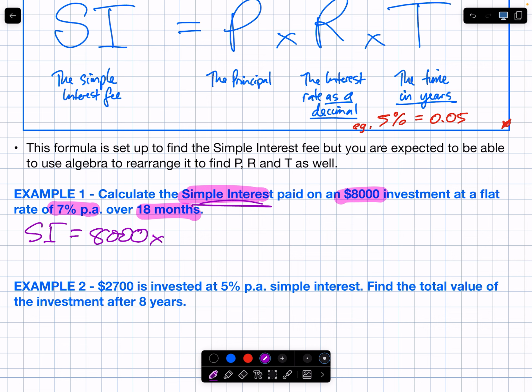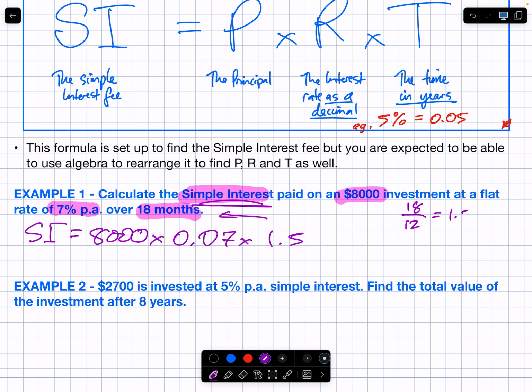What is 7% as a decimal? 0.07 times by, this is tricky, 18 months is not in years. How many years is 18 months? 1.5. If you are not sure how to work that out, or if you got, say, 19 months, which isn't easy to work out, can anyone suggest to me how to work out the decimal of it? Yes? Divided by 12. Good, because 18 months divided by 12 months will give you the fraction for it, which will be 1.5.